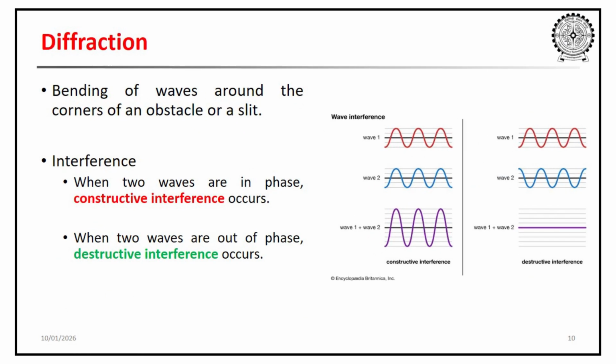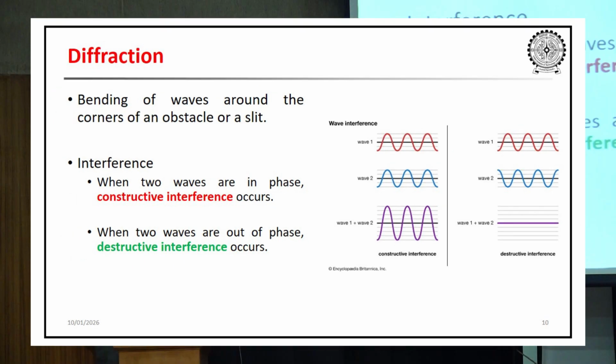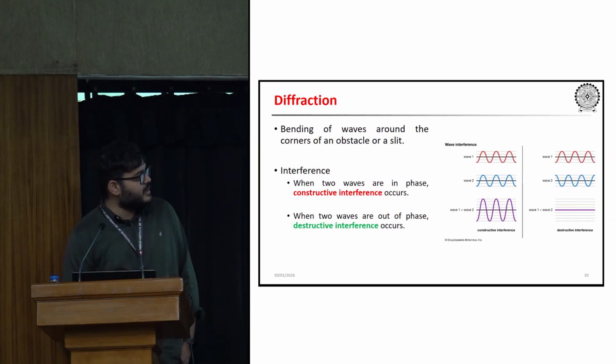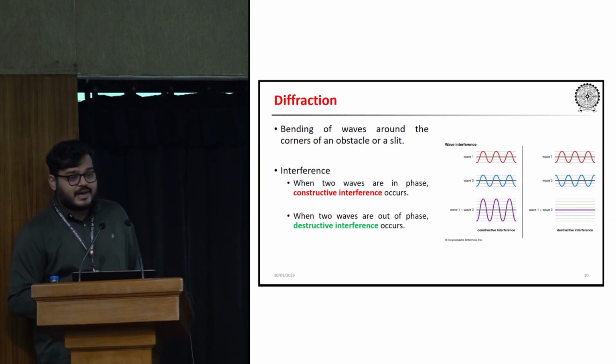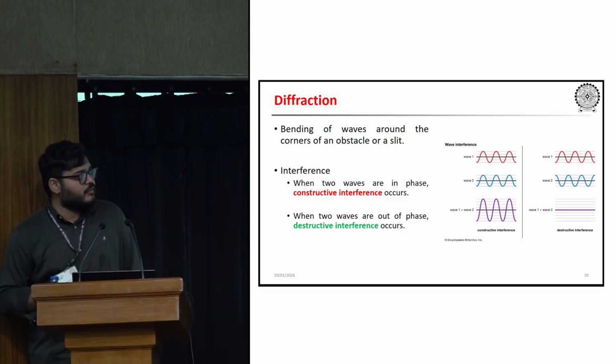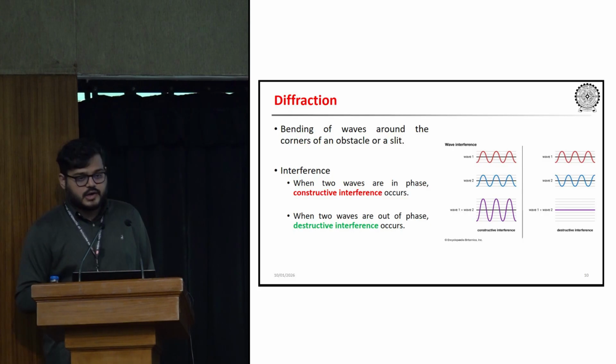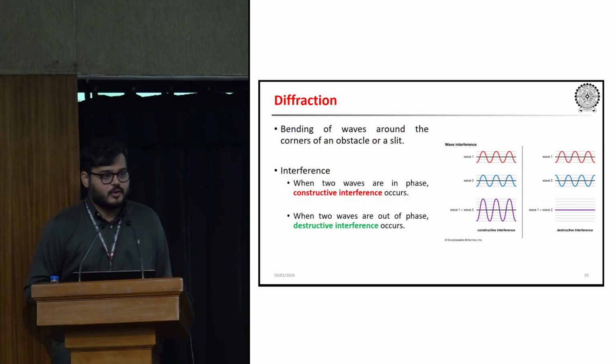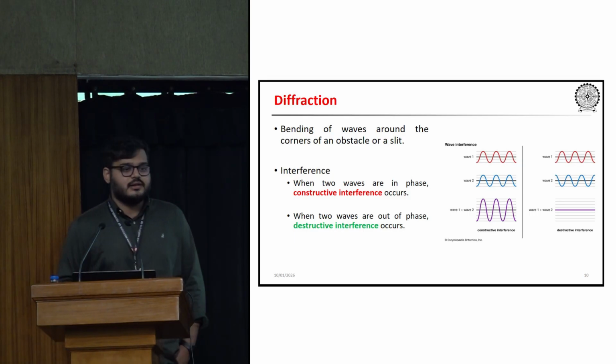Right? So what is diffraction then? Diffraction is the bending of waves around the corners of an obstacle or a slit. There can be two phenomena. One is constructive interference: when two electromagnetic waves are in phase, they add up. When two waves are out of phase, destructive interference occurs, so the amplitudes get cancelled out. And this is something you all studied in your basic chemistry in 12th standard.